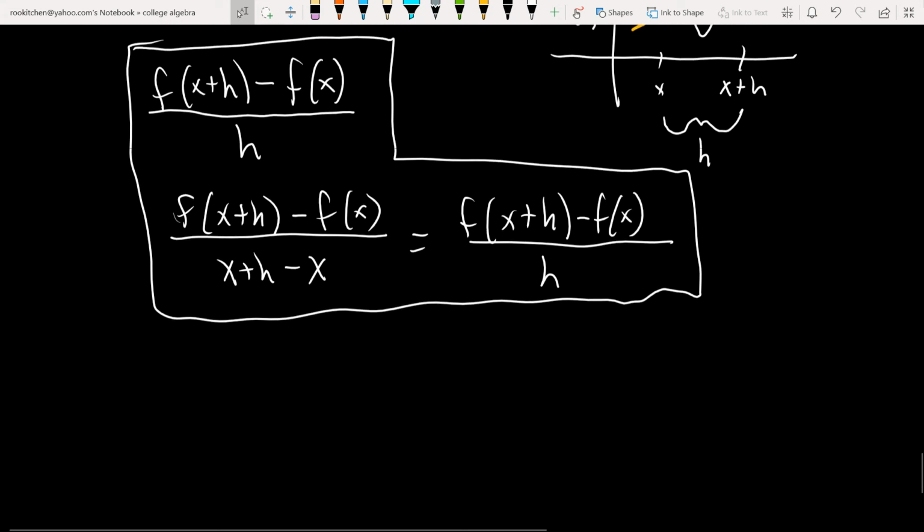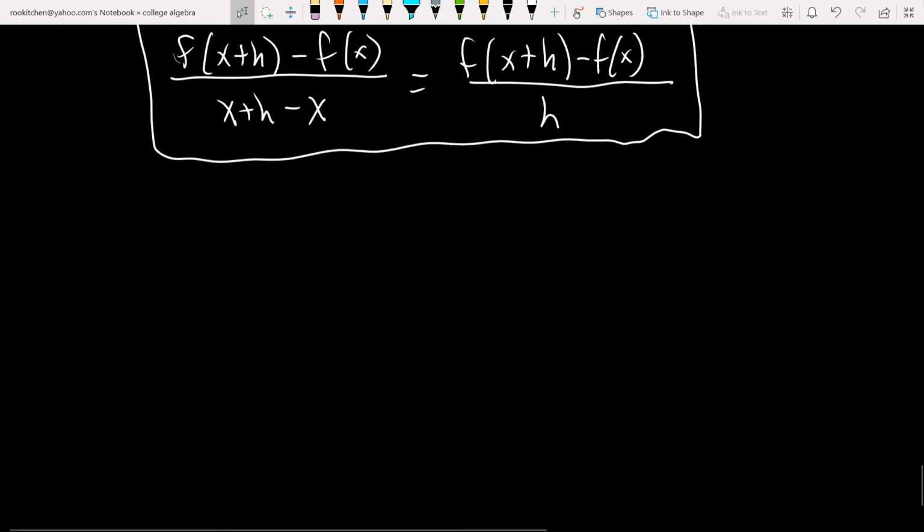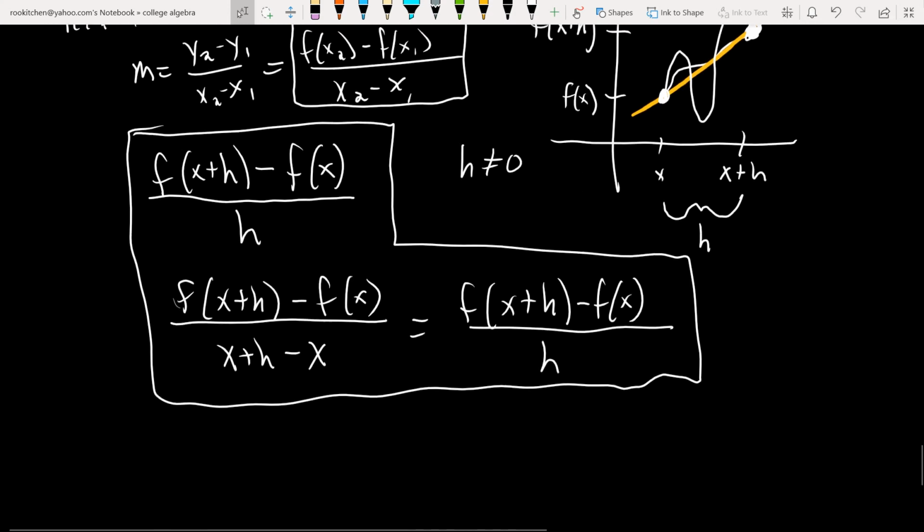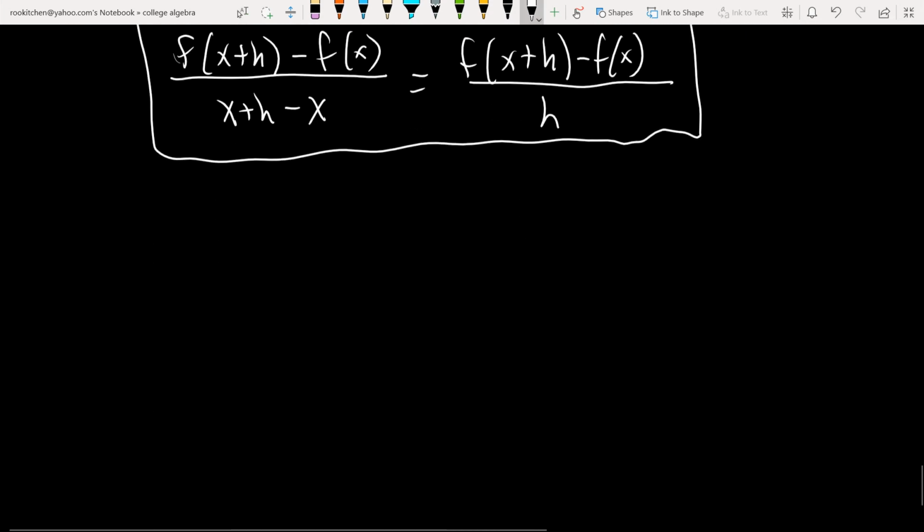So don't worry. If you're like me, I have a lot of anxiety. So if you're an anxious person, don't worry. It's no big deal. Okay, it's just slope. One thing to note, h can't be 0, can't divide by 0. Okay, so let's look at evaluating the difference quotient for particular functions.